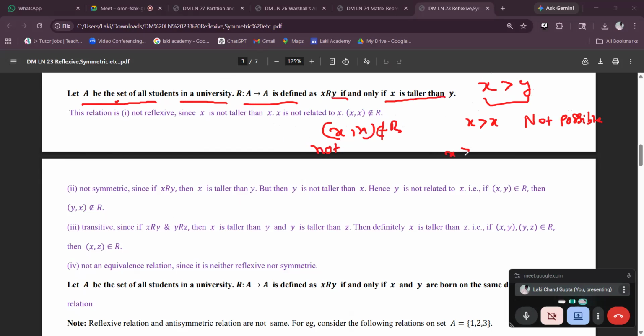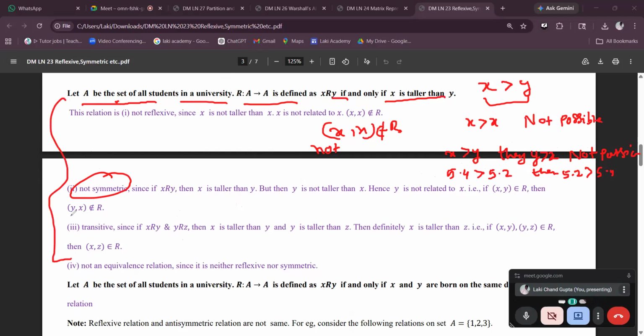If x is greater than y, then y is greater than x. This is also not possible, because let's suppose x is 5.4 feet and y is 5.2 feet. Then you cannot say 5.2 is greater than 5.4. This is not symmetric, right? Yes, you understood this.